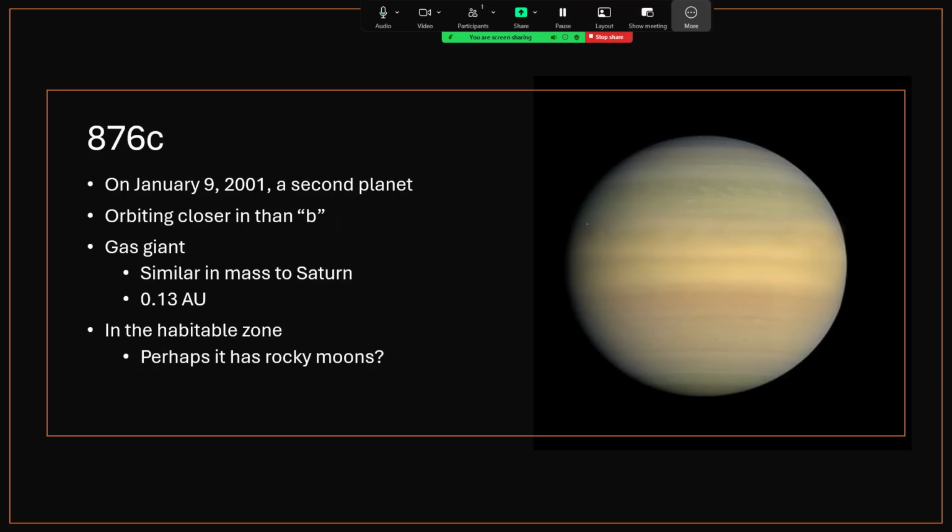Second in order of discovery was 876C, orbiting closer in. This too is a gas giant, similar in mass to that of Saturn, and just 0.13 astronomical units from its star. So that's the inner edge of the habitable zone. But again, perhaps this too has some rocky moons. It wouldn't surprise me to find that at all.